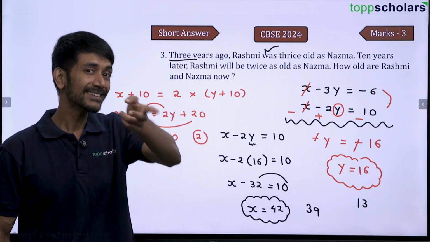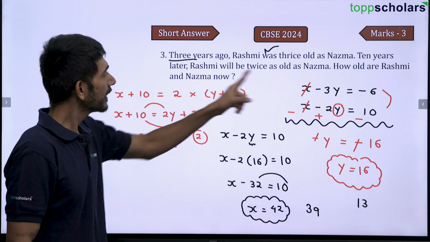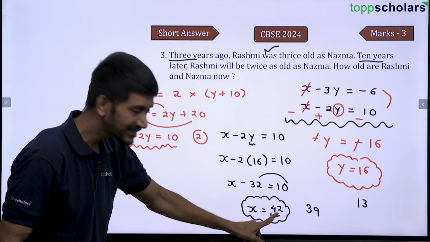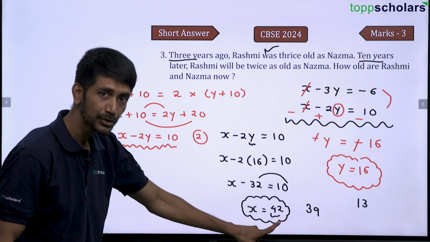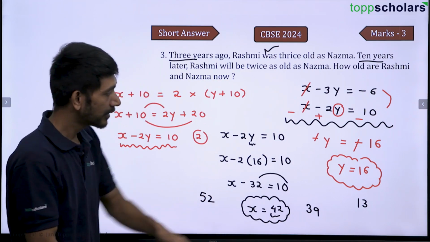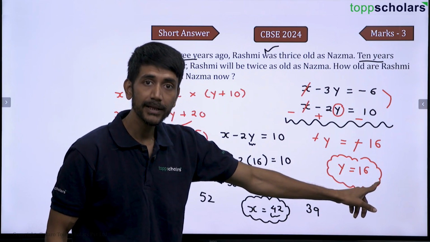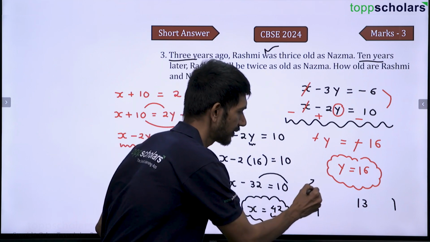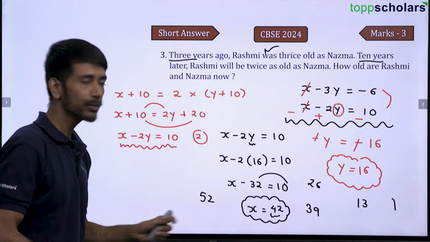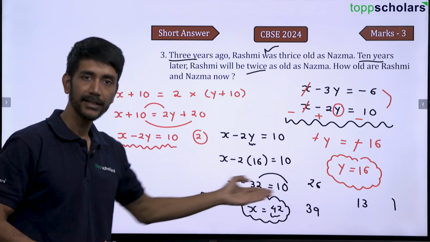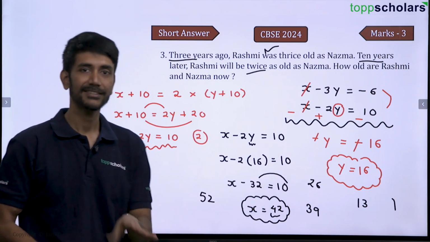Let's forget about that. Let's see the second condition. It says 10 years later. What will be Rashmi's age 10 years later? Right now she is 42. So 10 years later it will be 52. 10 years later what will be the age of Nazma? 26. This is 26, this is 52. Is the condition satisfied? Twice. 26, the double of 26 is 52. That means our answer is correct.